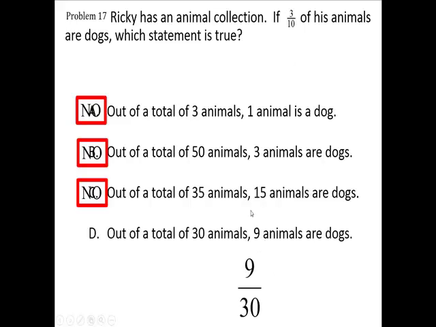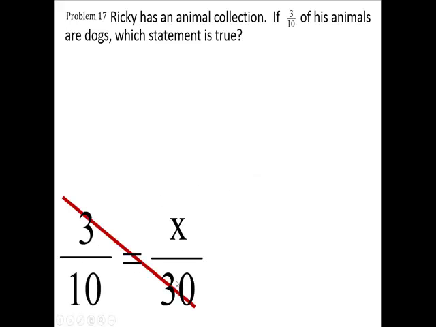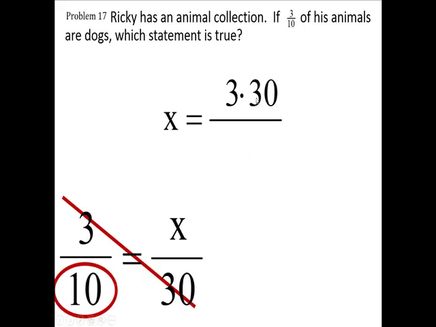Does 3 over 10 equal 9 over 30? Of the 30 animals, are 9 of them dogs? What number would go up here? 3 times 30, divide by the 10. 3 times 30 is 90. Divided by 10 is 9.